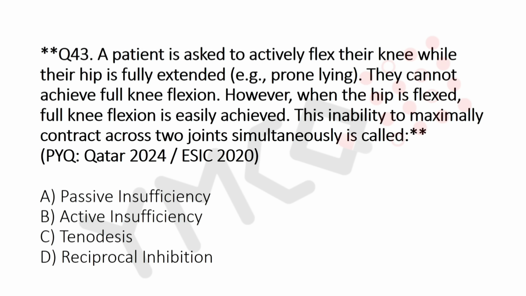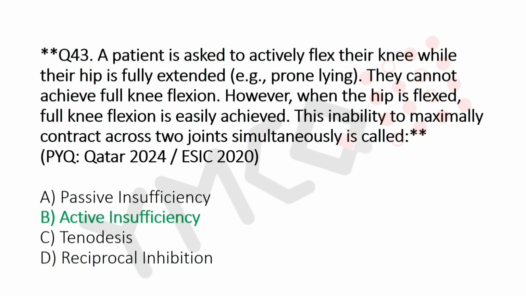A patient is asked to actively flex their knee while their hip is fully extended, for example in prone lying. They cannot achieve full knee flexion. However, when the hip is flexed, full knee flexion is easily achieved. This inability to maximally contract across two joints simultaneously is called: option A, passive insufficiency, option B, active insufficiency, option C, tenodesis, option D, reciprocal inhibition. And the answer is option B, active insufficiency.